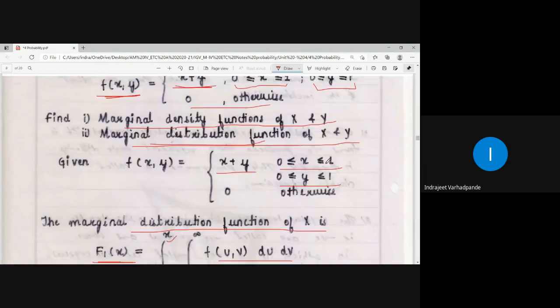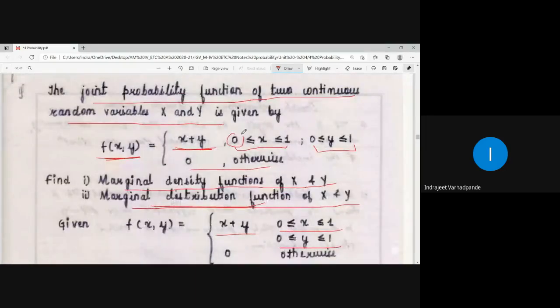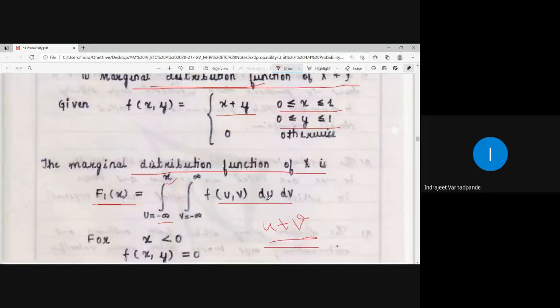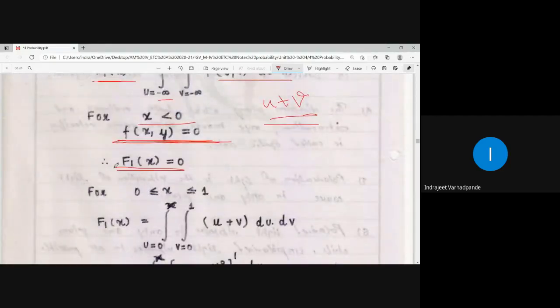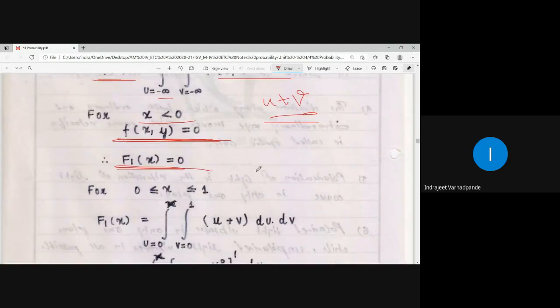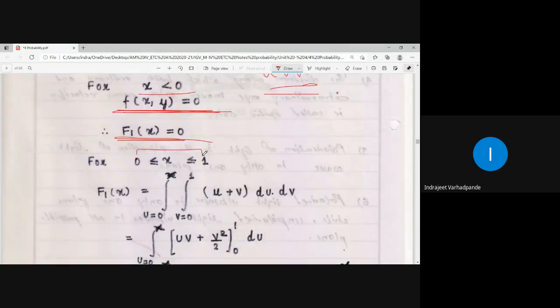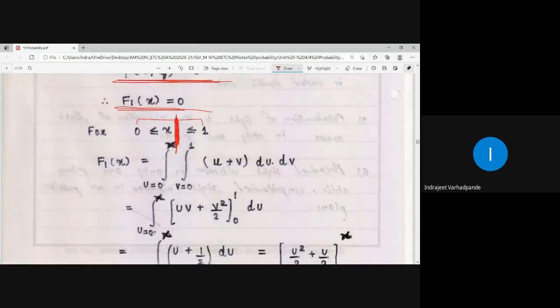Now what is the starting range of x? The starting range of x is from 0 to 1. So for x less than 0, the function will have the value 0, and therefore the distribution function will be 0. For the range 0 to 1, the value is up to x, so it will be calculated from 0 to x. So u will be from 0 to x and v will have the complete range, minus infinity to infinity.